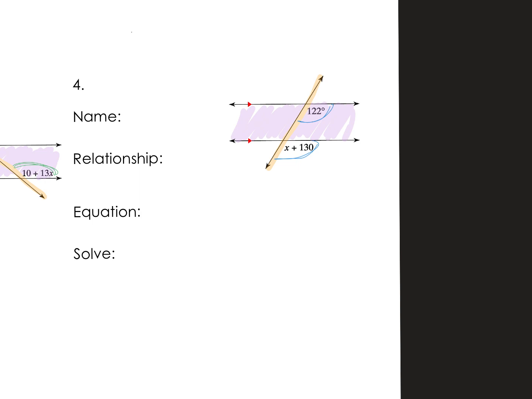Corresponding angles are congruent. So when I set up my equation, I'm going to set these two expressions equal to each other. I'm going to move my like terms to the same side, so I'm going to be moving my constant, and I'm left with x is equal to -8.